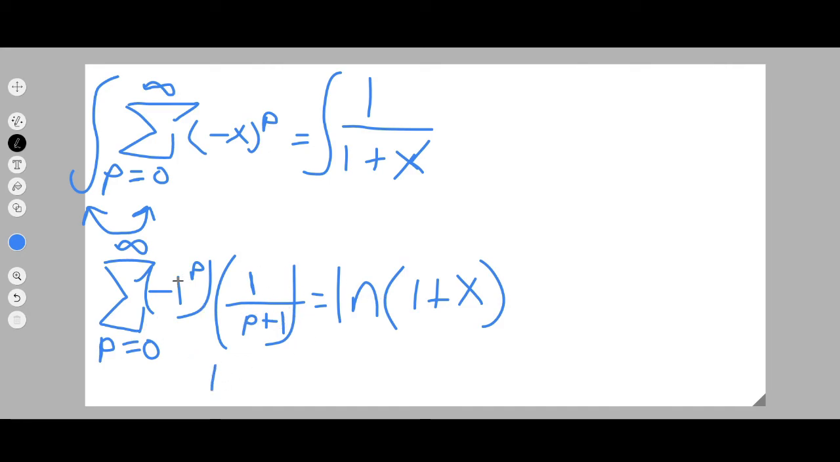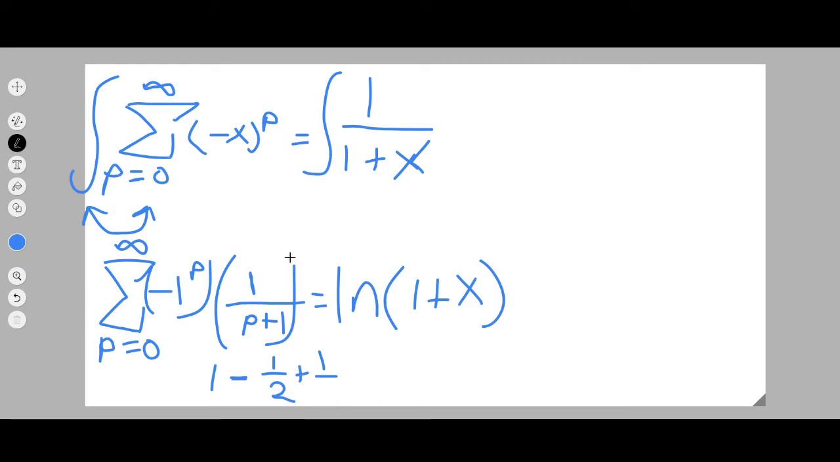The second term of this sequence, where p is equal to 1, we have negative 1 to the power of 1. That's a negative sign there. And what we have on the inside, 1 over p plus 1. So 1 over 1 plus 1, that's 1 over 2. The next term will be 1 over 3. The next term after that will be 1 over 4. And this thing is thus exactly the same as the alternating harmonic series.